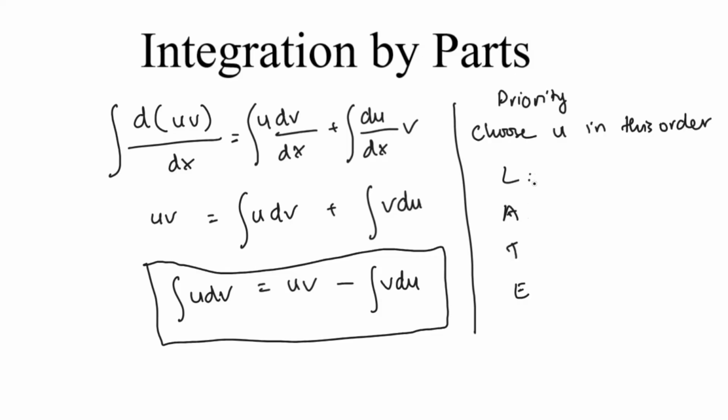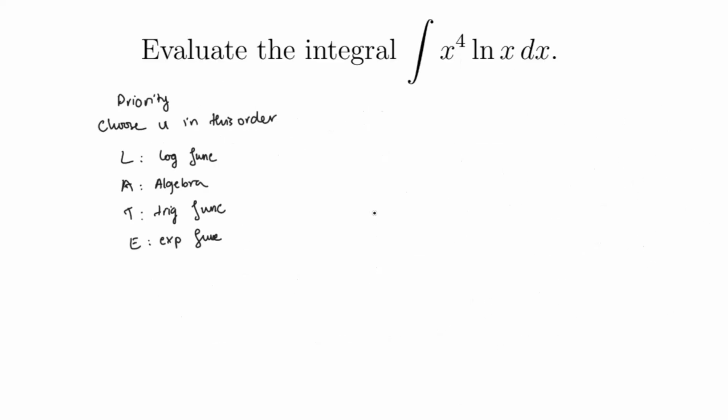L is the log function. A is algebraic, for example a polynomial function. T is the trig function, and E is the exponential function. So you're going to choose u in this order. Remember this order. Now we're going to go through an example.